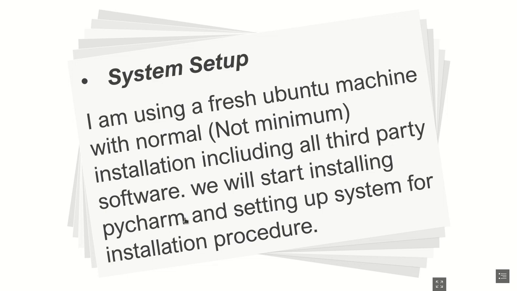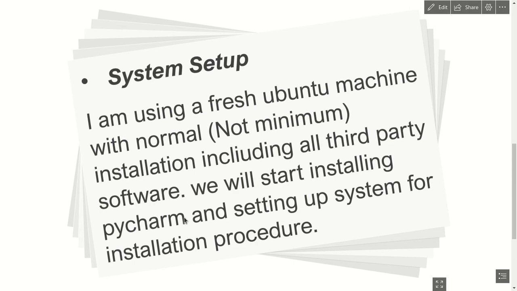While installing, we get an option for minimum installation and the normal one. I have gone with the normal one. I've included the third-party software, though this doesn't impact the installation; it's just extra information. We will start with installing PyCharm and setting up the system, and what all the installation procedures are, I will explain in my first video, which will be system setup.